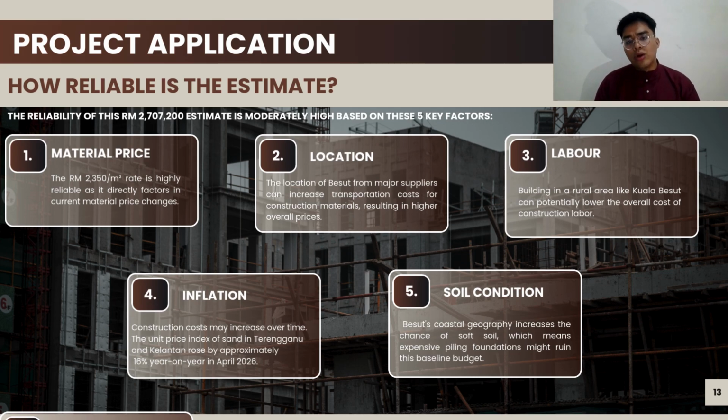Now, let's look at how reliable our 2.7 million estimate is. It is moderately high based on these five key factors. First, material price. Our rate is highly reliable because it directly accounts for recent price shifts. Second, location. Being in Besut, away from major suppliers, might push up transport costs for materials. Third, labor. On the bright side, building in a rural area like Kuala Besut can potentially lower labor cost.